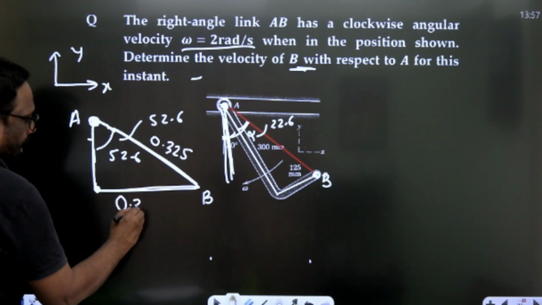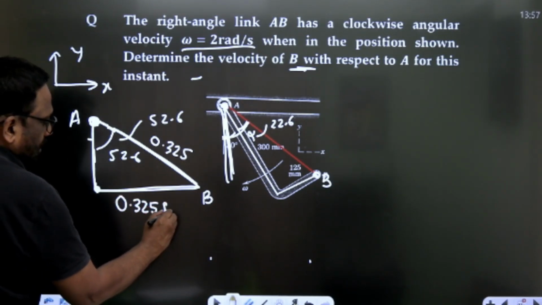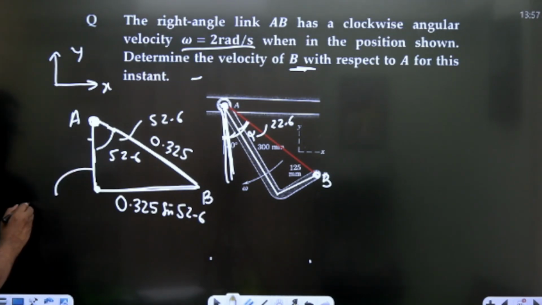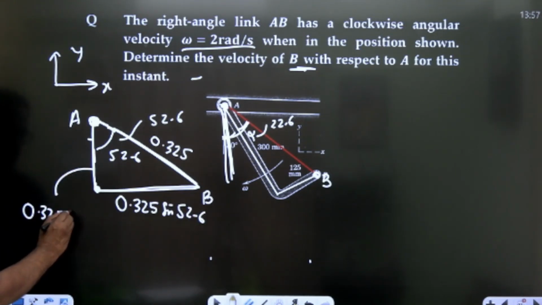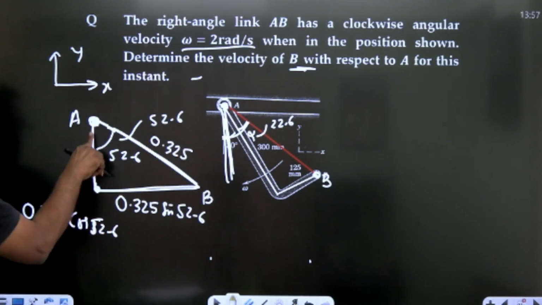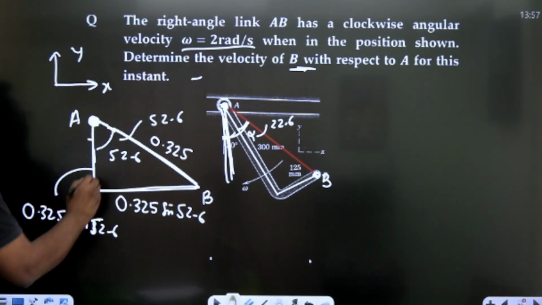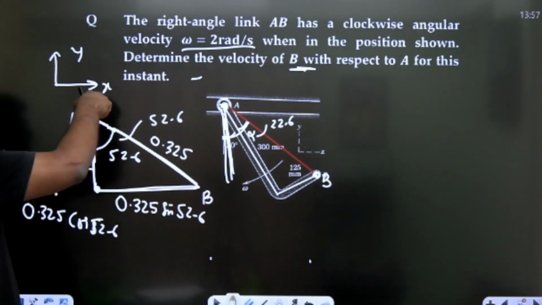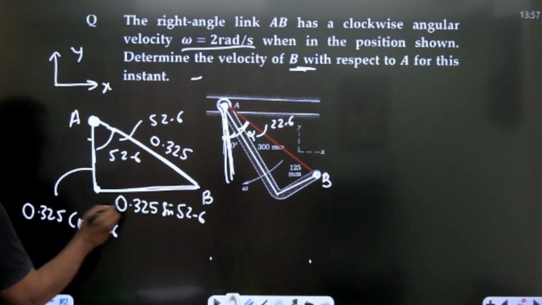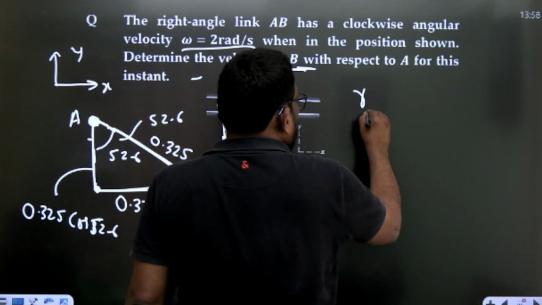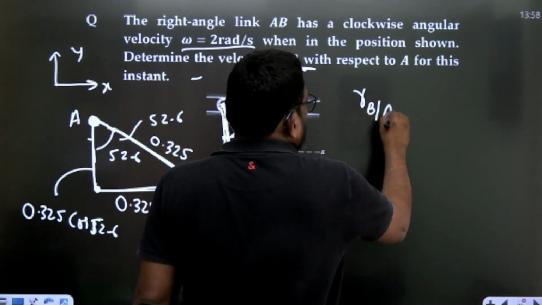So it will be 0.325 sine of 52.6. Very good, sir. How about this? ये cos होगा 0.325 cos 52.6. तो ये with respect to A, what are the coordinates? X is right means plus, ये plus आएगा. Y is down तो minus आएगा. तो these values are known. So I will get the position of B with respect to A.